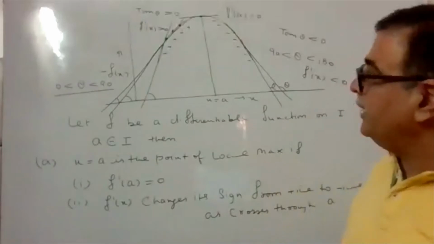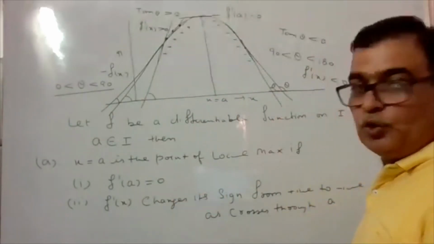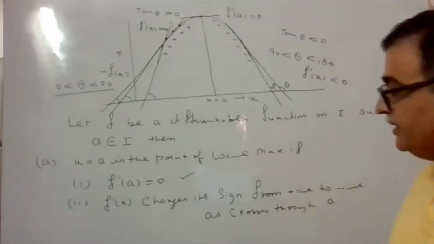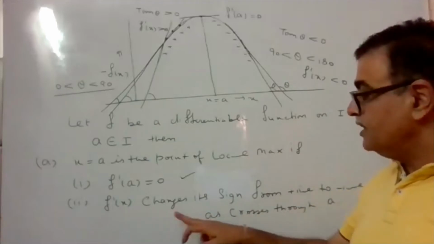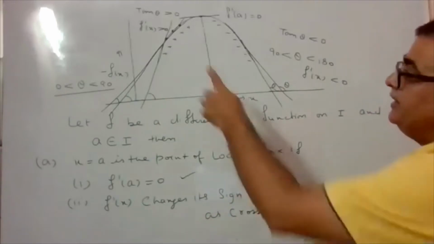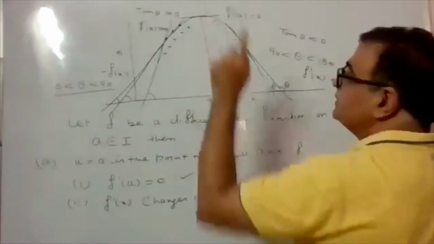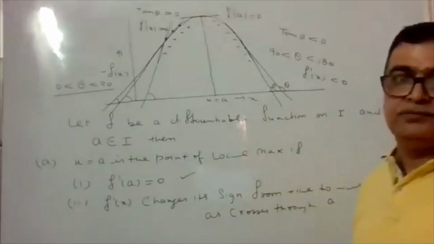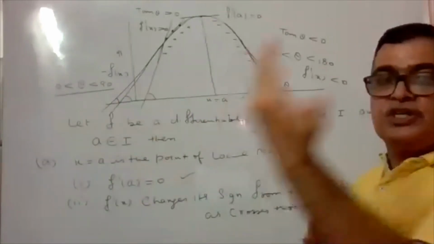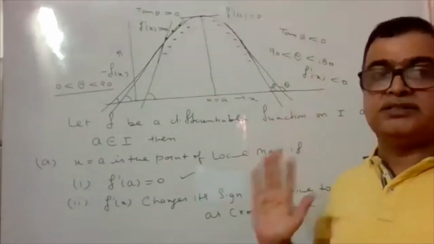So here you will find that if this is a point of local maximum, the first condition I told you is that f dash a has to be 0. The second condition says that f dash x changes its sign from positive to negative as it crosses through x is equal to a. As soon as you cross x is equal to a, your dy by dx changes from positive to negative. We will say it is a point of local maximum.